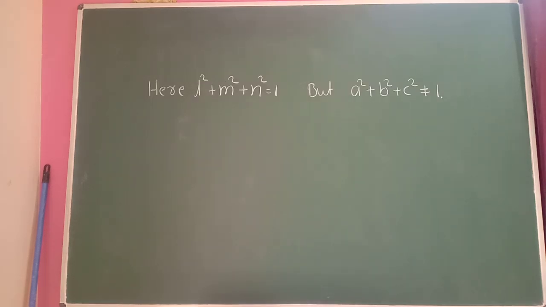Here, l square plus m square plus n square is equal to 1, but a square plus b square plus c square cannot be 1. Remember it, this is a very important result.